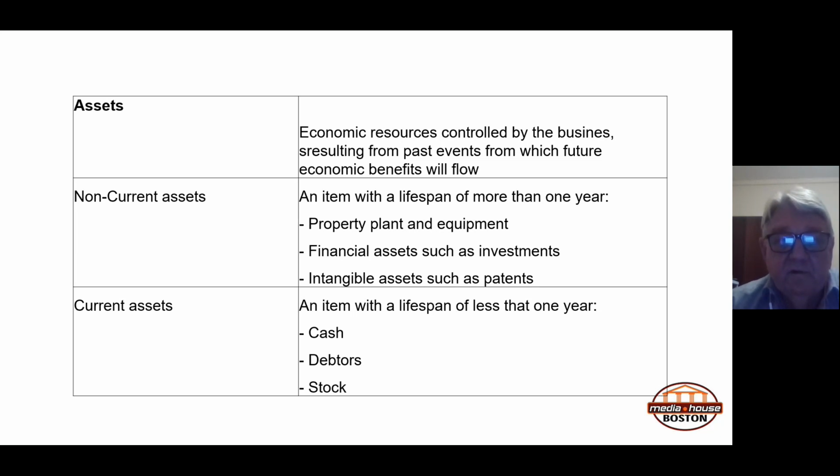The second thing is from past event. Yes, I purchased it a week ago. So the truck was purchased a week ago. From which future economic benefits will flow. I'm going to use this truck to deliver goods to my customers, and I'm going to charge them for that. So that will then mean that, yes, a truck will then satisfy the definition of an asset.